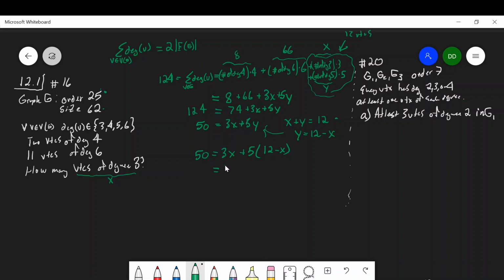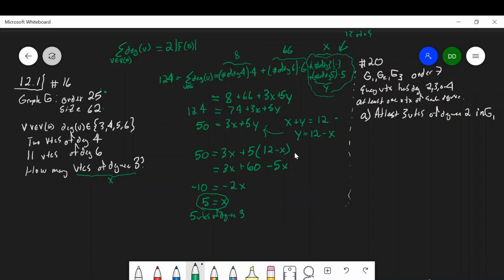All right, let's work this out. 3x plus 60 minus 5x. So what I'll get, negative 10 when I subtract that 60 over, equals negative 2x. Good thing both sides turned out negative, so that x will be positive, which we know it must be. Divide by negative 2, I get 5 equals x. And therefore, I can answer my question right here. So there's 5 vertices of degree 3. We know that has to be the case.